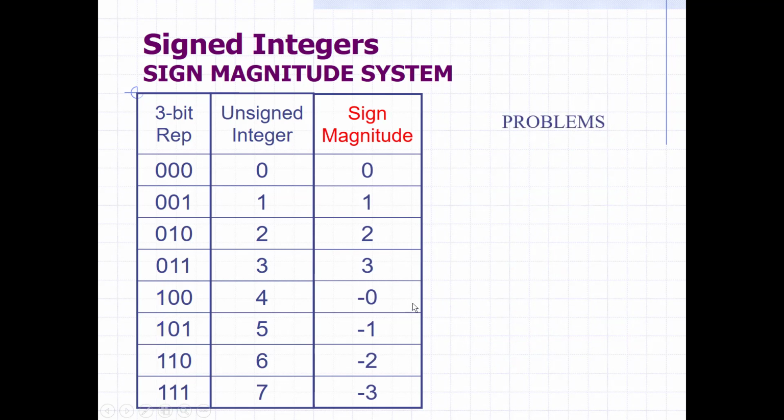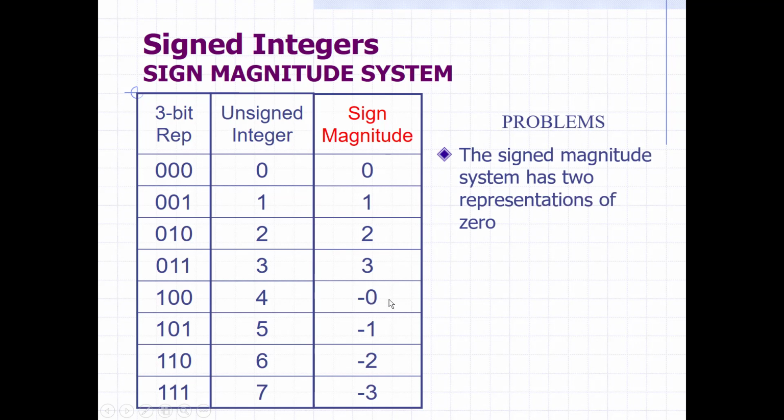The reason that we don't use it that much is there are problems. One, we have two zeros. We have positive 0 and negative 0. Another problem, and probably the biggest problem, is that math doesn't work. When we go to add two of these values together, we don't get the right code. So if I add the code for 1 to the code for negative 1, we don't end up getting necessarily the number 0 as expected.